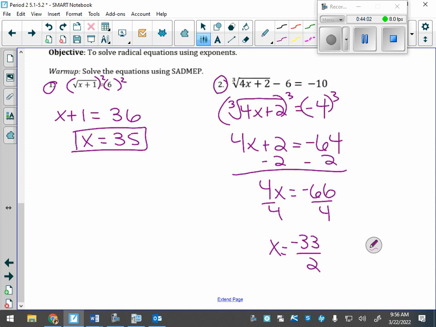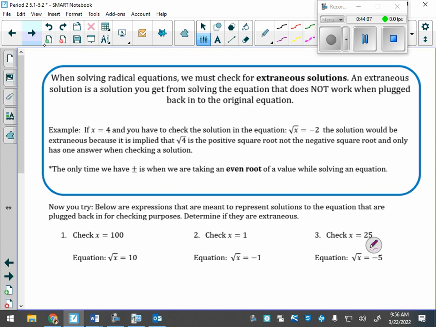What we're looking for is, everything that we found so far are possible solutions. We say possible because one may work, one may not, both might not work. We always want to check them. These are called your extraneous solutions. So when it says to check for extraneous solutions, this is what it means.